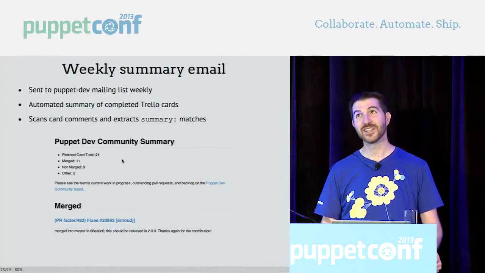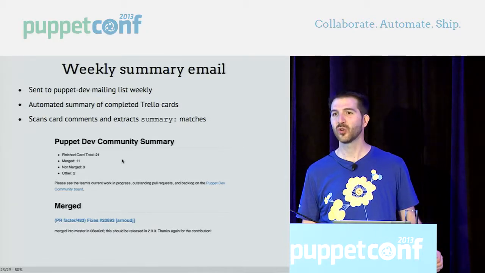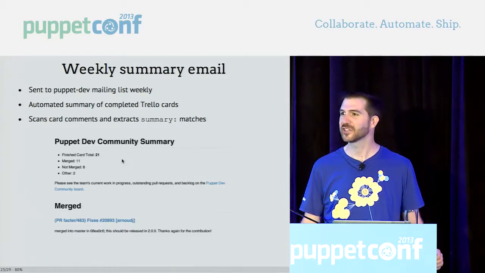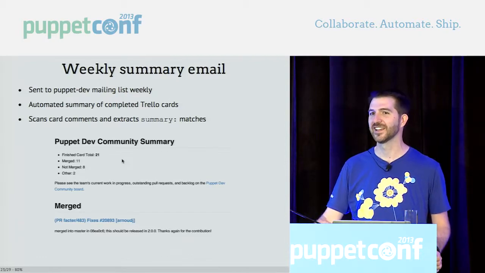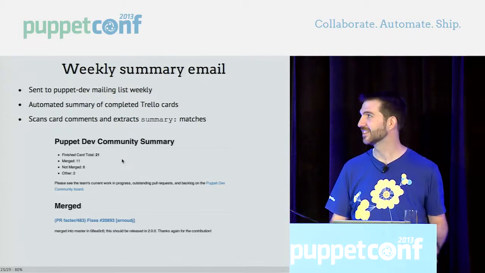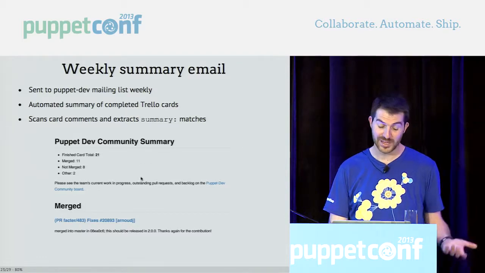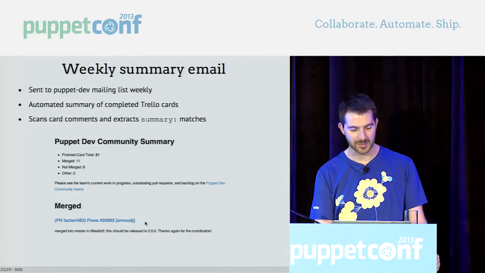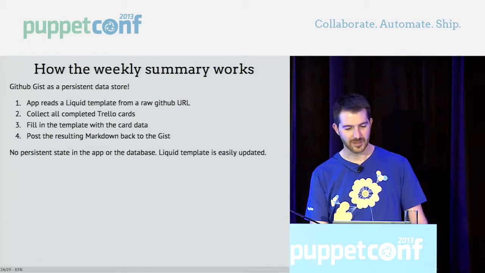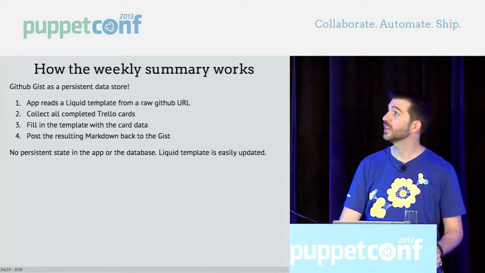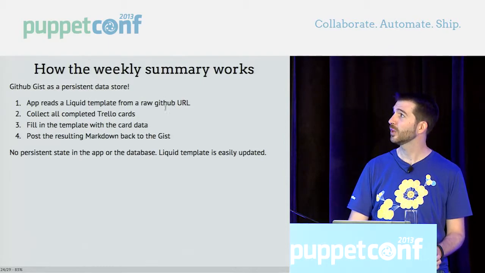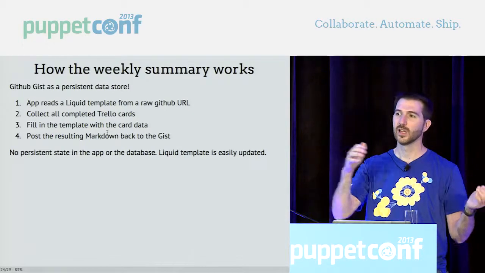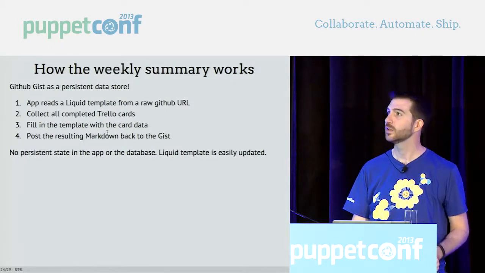I didn't want to maintain my own database or persistent store or anything like this. So it just posts a markdown file back to a gist on GitHub, and it's using gist as a persistent data store. What we get from that is a nicely formatted markdown file that we can just copy and paste into an email. It reads a liquid template from the GitHub URL, and then it fills out that liquid template with all the cards that have been completed, and just posts the markdown back to gist.